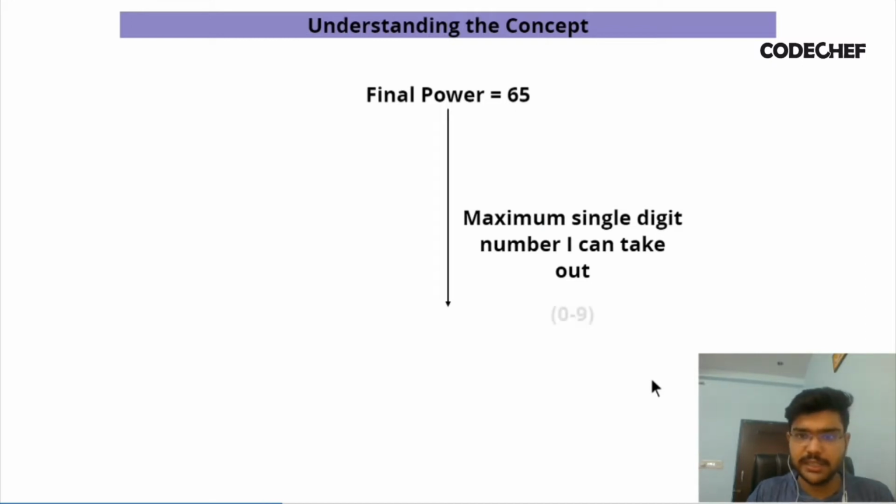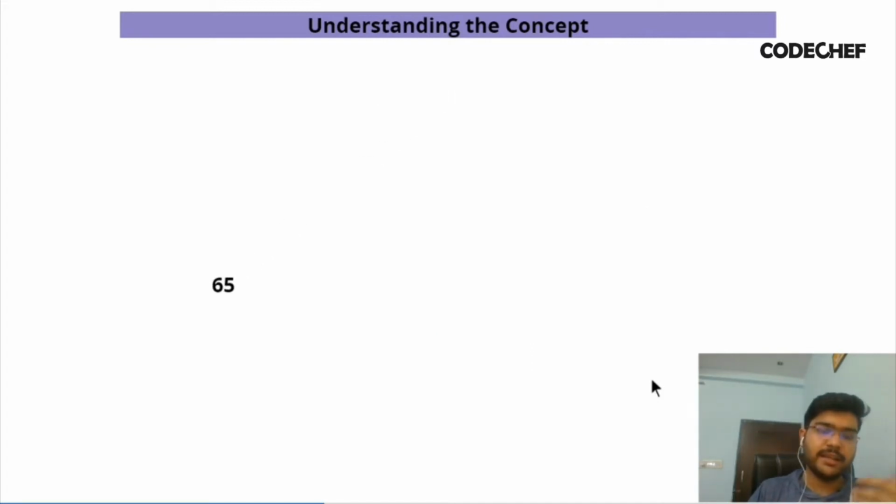A single digit number ranges from 0 to 9. That is clear to us, right? So if we have one digit, it must range from 0 to 9. What is the maximum one digit I can have? The answer is 9. So 9 is the maximum digit that I can take out from this final power. If we try to make the maximum out of this number, then what will I do?